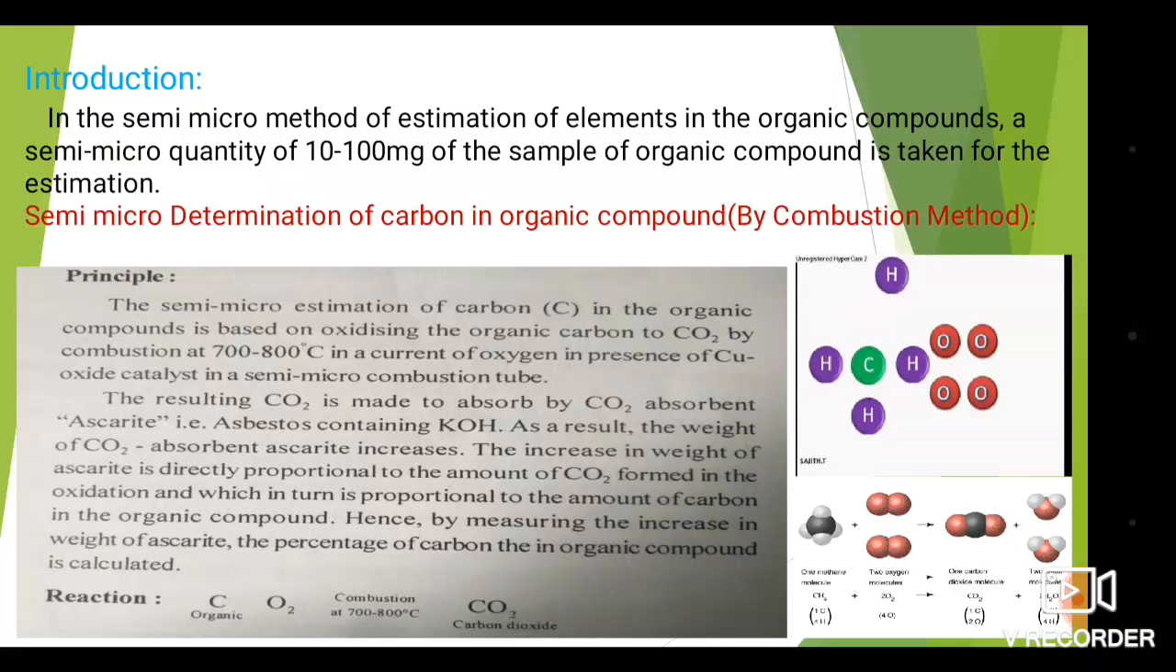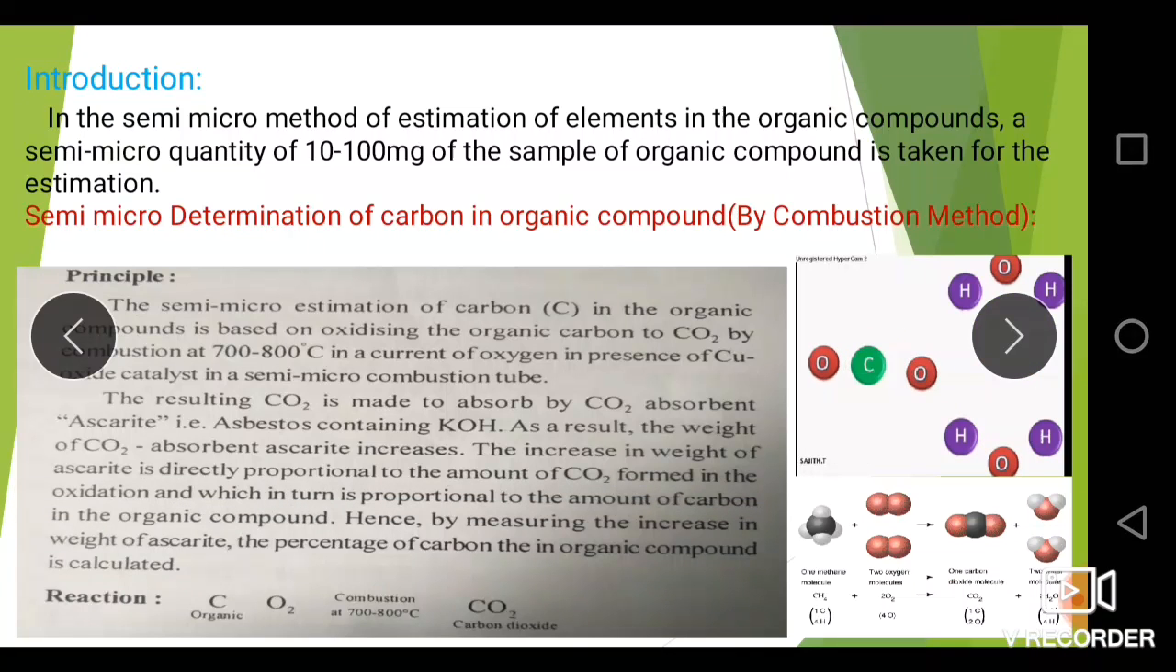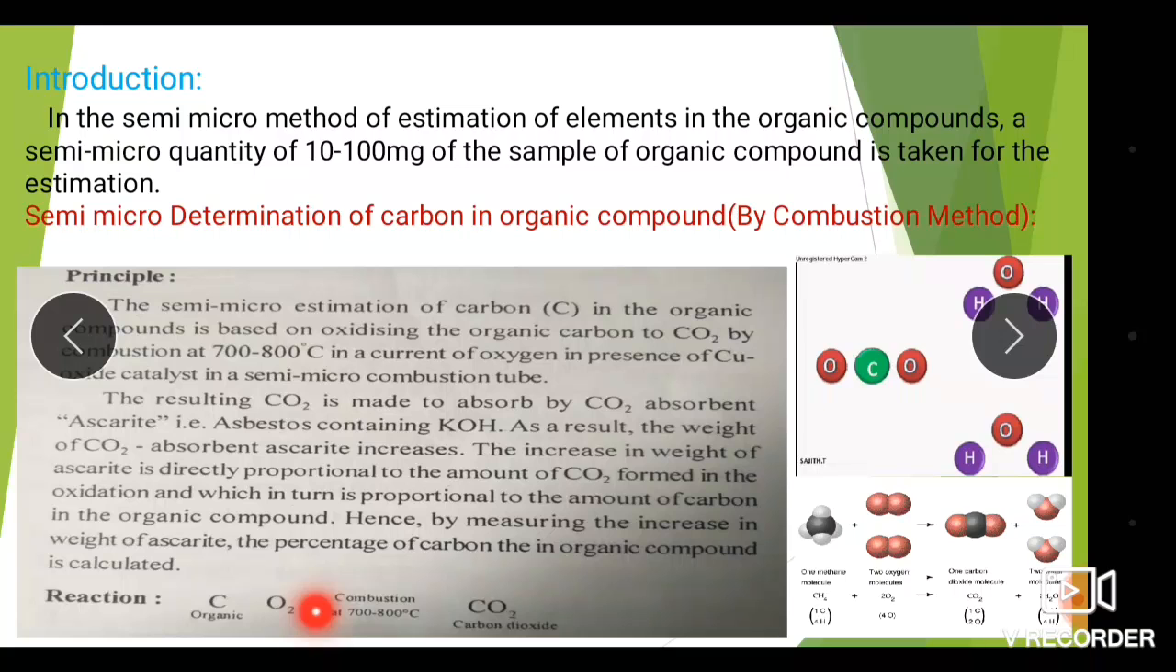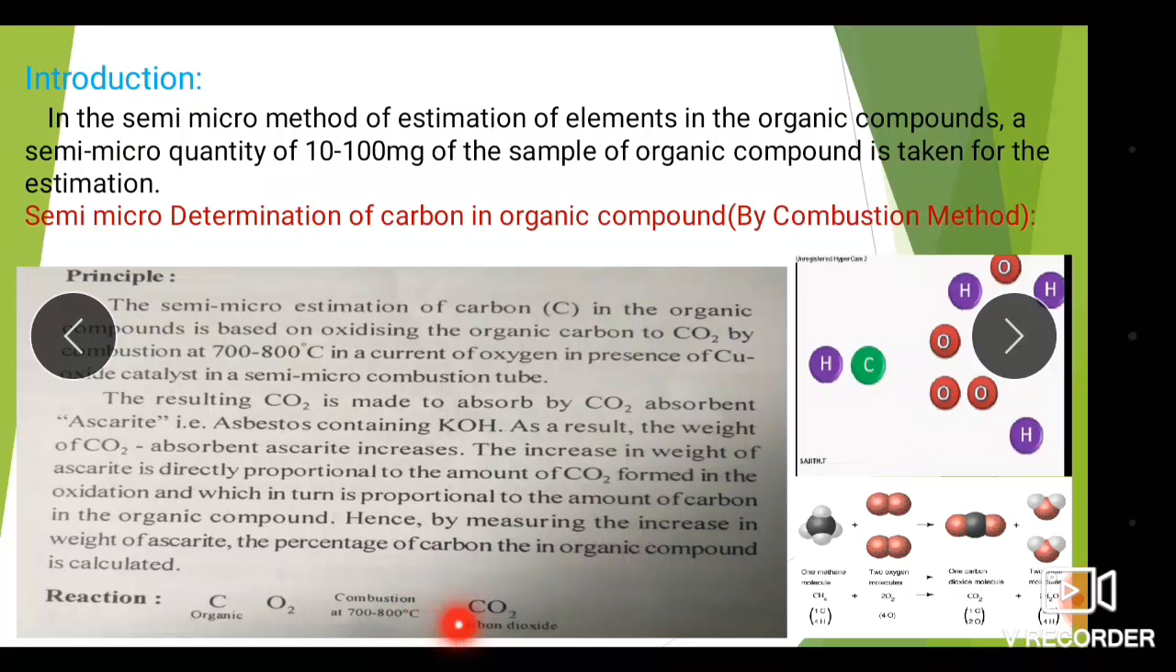So what is the reaction that occurs when this carbon is converted into carbon dioxide? That is nothing but a combustion reaction. So organic carbon reacts with oxygen, in a current of oxygen, at a temperature of about 700 to 800 degrees Celsius. The combustion occurs in the presence of copper oxide catalyst, and we will get CO2, that is carbon dioxide.